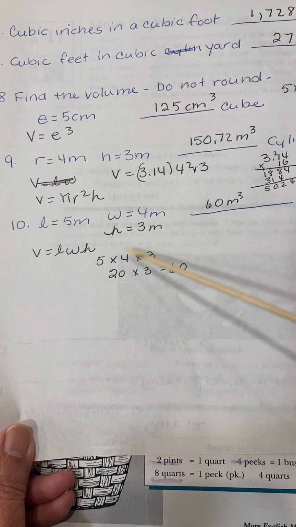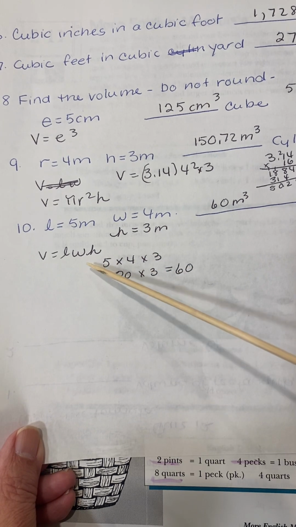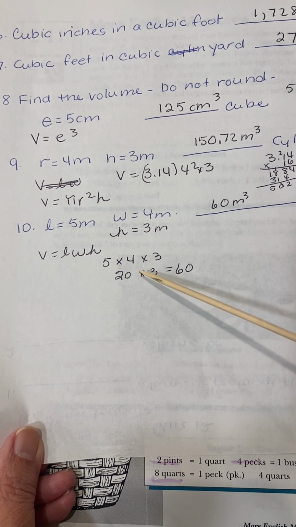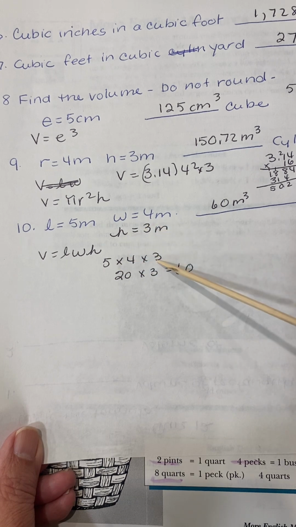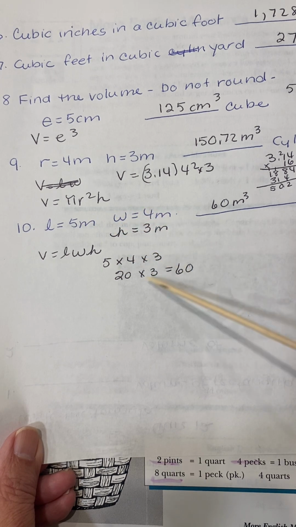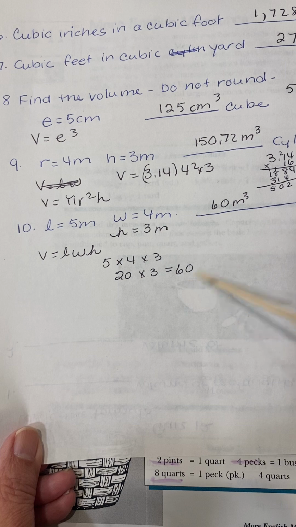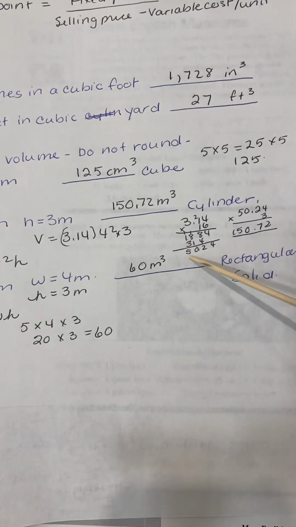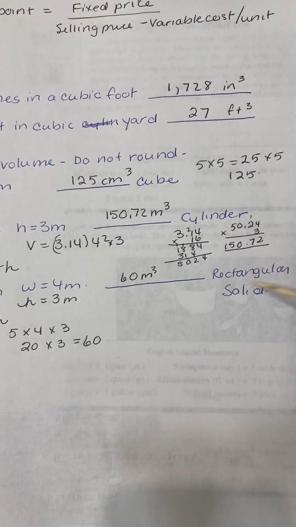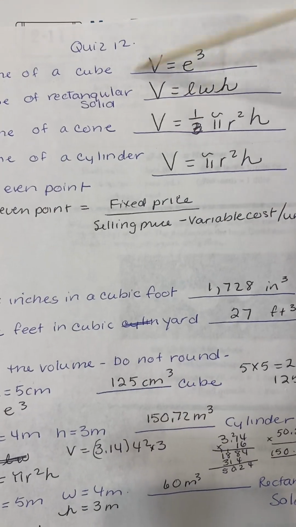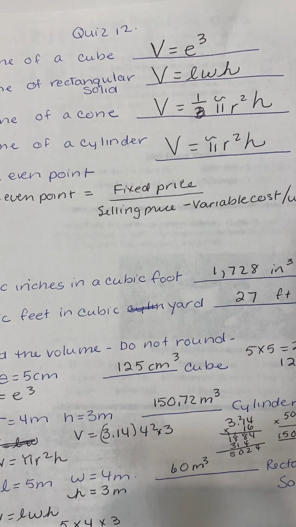So you want to find volume equals length times width times height. So you've got 5 times 4 times 3. So 20 times 3 equals 60, that's the easy one. 60 meters cubed is your rectangular solid. You just need to know these formulas. If you don't know the formulas, you're going to be lost. And then you just plug in the answers with the formulas.